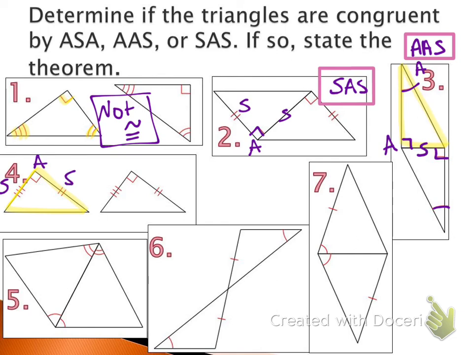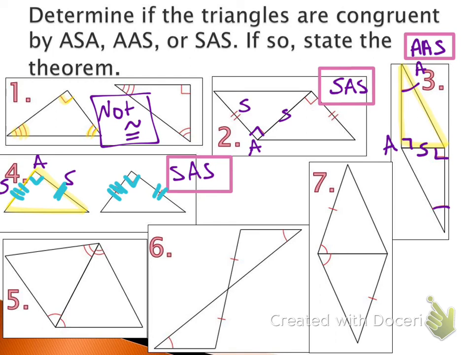It is side, angle, side. Has everyone moved on? It's side, angle, side, because you got a side congruent to a side, an angle congruent to an angle, and a side to a side. So side, angle, side. Go ahead and move on to number 5.